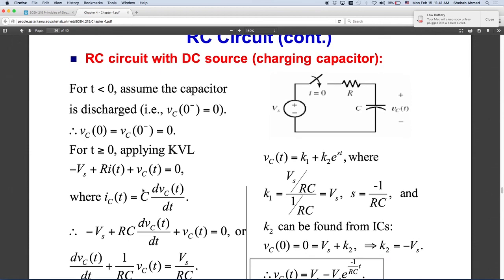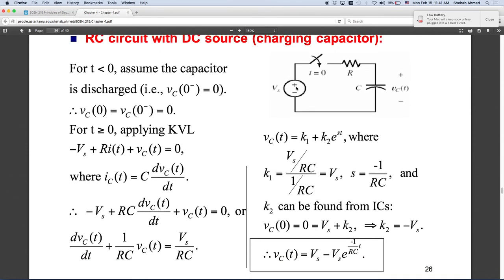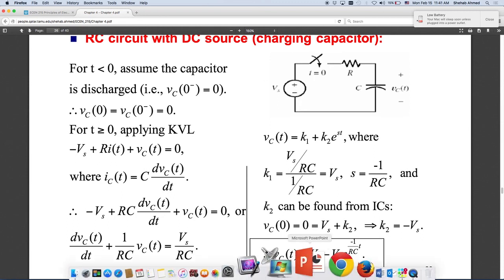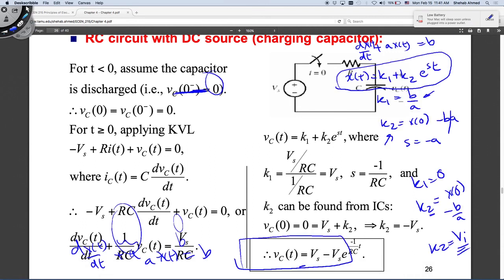No, here they do it with a source. They add a source to the previous circuit that we went through. Nothing changes. The only thing is, now we have what? Yeah, now we have a B. Now we have B existing, which means we have K1 and K2, and you just follow through the same way. So K1 is equal to B over A.